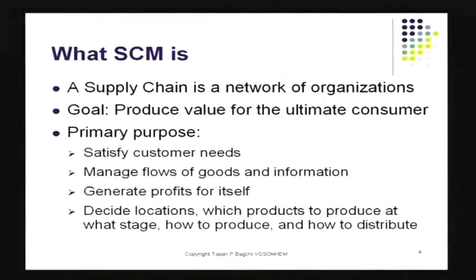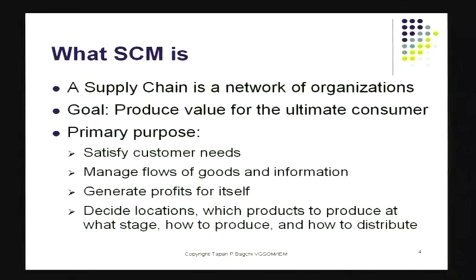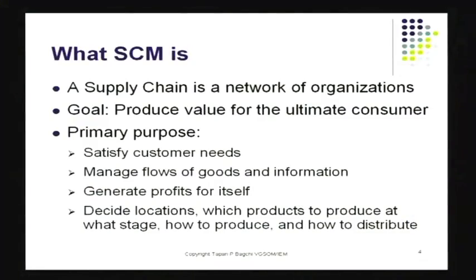You got to make sure you manage the flow of goods and information in the best manner possible. You also have to make sure that in the process you generate some profit for yourself. This is very, very important. Unless a business or an enterprise or a processing step or an activity step is profit making, nobody would be involved in it, and therefore the supply chain would collapse. So you got to make sure that whoever is involved in this supply chain business, he makes some money, he makes some profit.